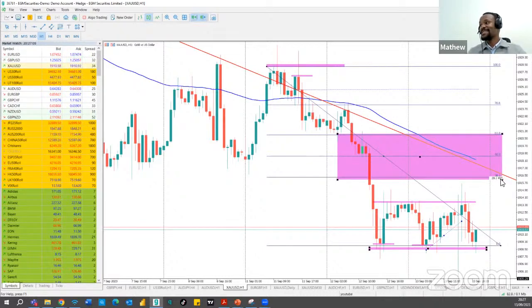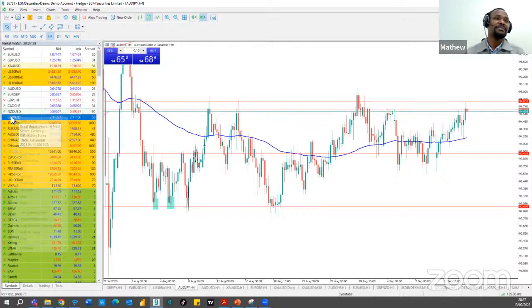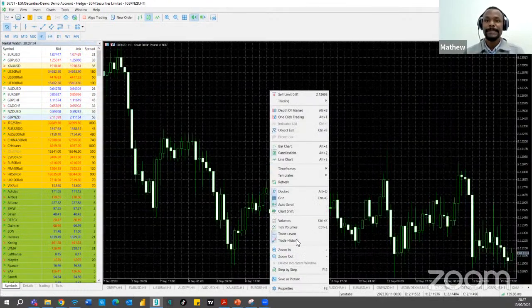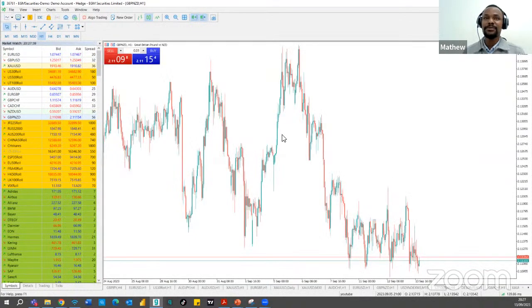Remember, there's no one strategy which is 100% assured. Maybe you can consider something else for an example, and just randomly we test. Let's do a backtesting on anything. AUDJPY, for example. Okay, let's take something like anything. Pound USD, Pound New Zealand, maybe. Open chart. We can just color on white. All right, this is what we have.